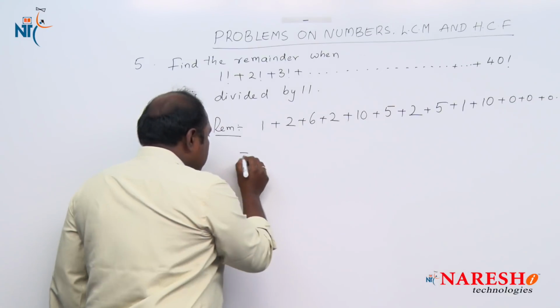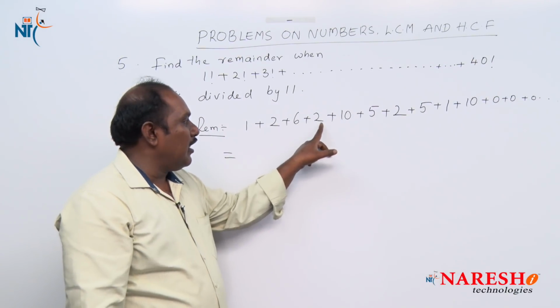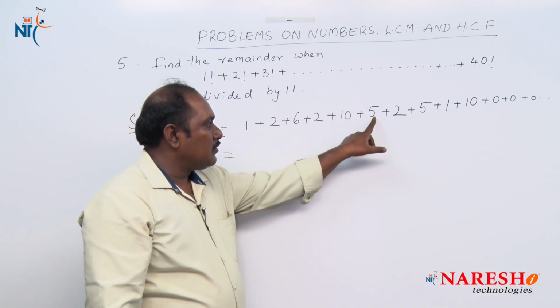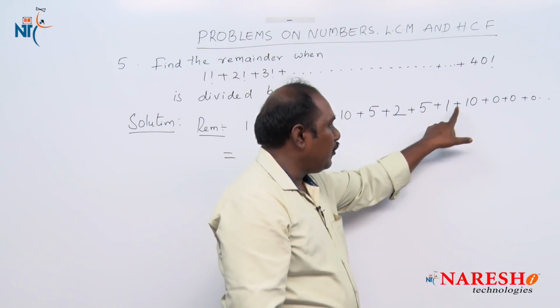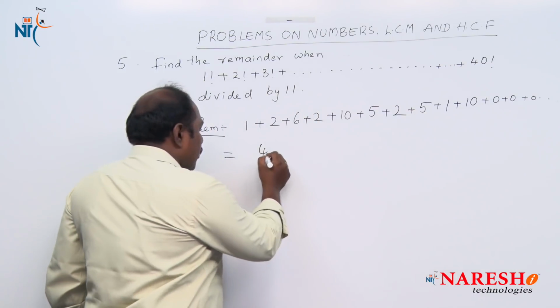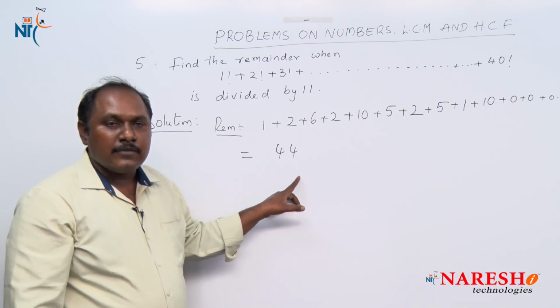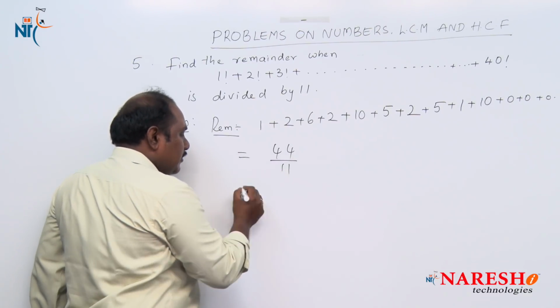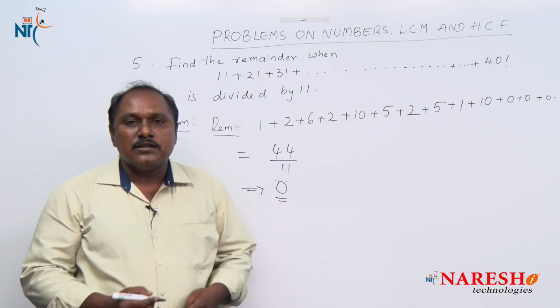Now add all this. 1 plus 2, 3, 3 plus 6, 9, 9 plus 2, 11, 21, 26, 28, 33, 34, 44. Now we know that we cannot get a remainder 44 when we divide with 11. So again divide 44 with 11, you get a remainder 0. So the answer for this question is 0.